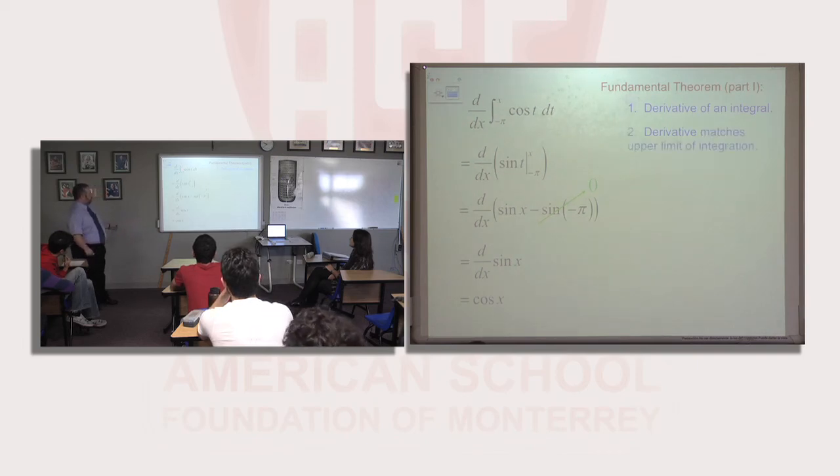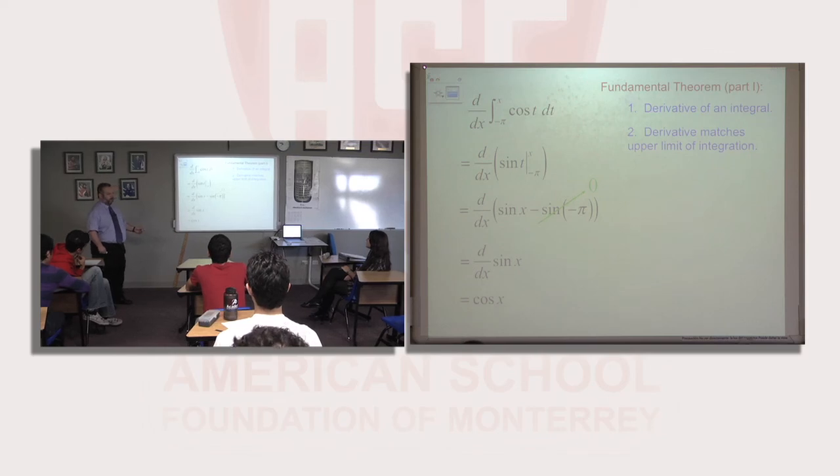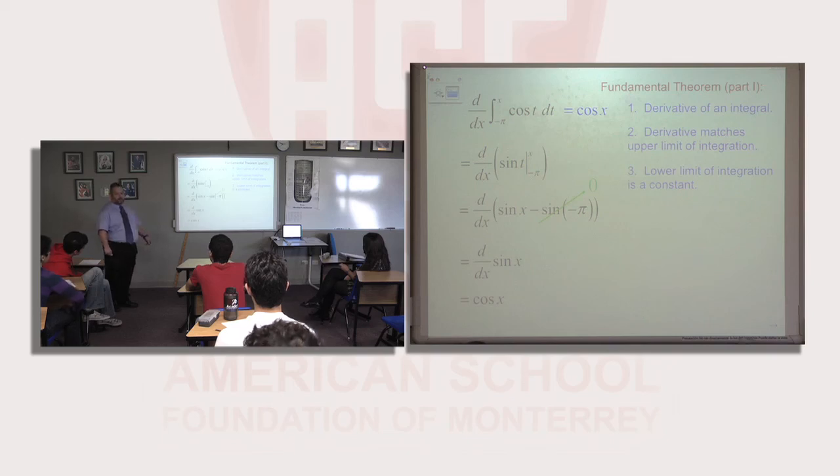Yeah, I think it is. We have an x there, we have an x there. The third criterion is the lower limit of integration. Is it a constant? Yes, it is. And so it meets these three criteria, which means we can use part one of the theorem. Part one of the theorem says the answer to this is this function evaluated at x. In other words, cosine x. Notice we get the same answer.